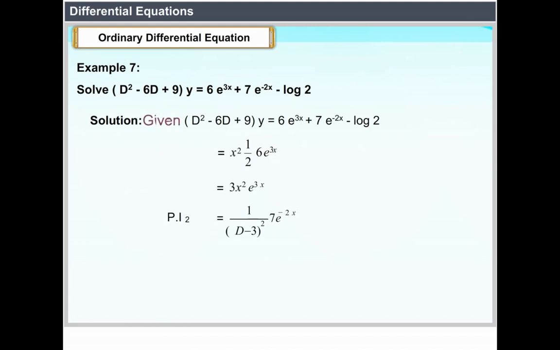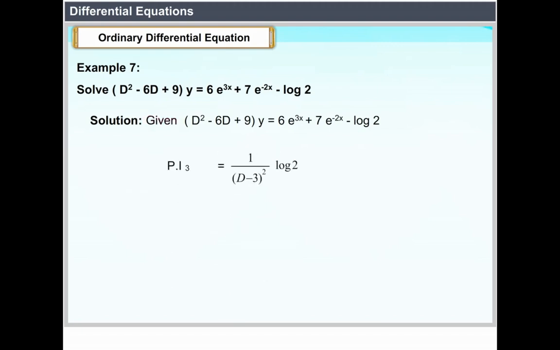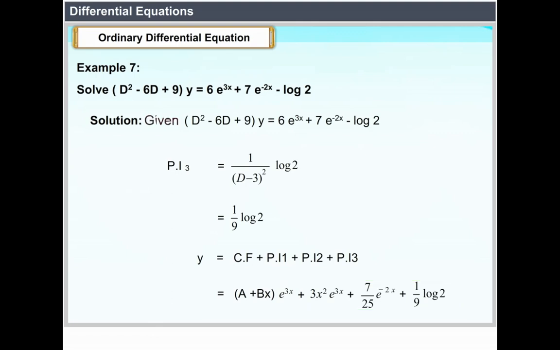PI2 = 1/(D − 3)² · 7e^(−2x) = 7 · 1/(−2 − 3)² · e^(−2x) = 7/25 e^(−2x). PI3 = 1/(D − 3)² · log 2 = 1/9 · log 2. Y = CF + PI1 + PI2 + PI3 = (a + bx)e^(3x) + 3x²e^(3x) + 7/25 e^(−2x) + 1/9 log 2.